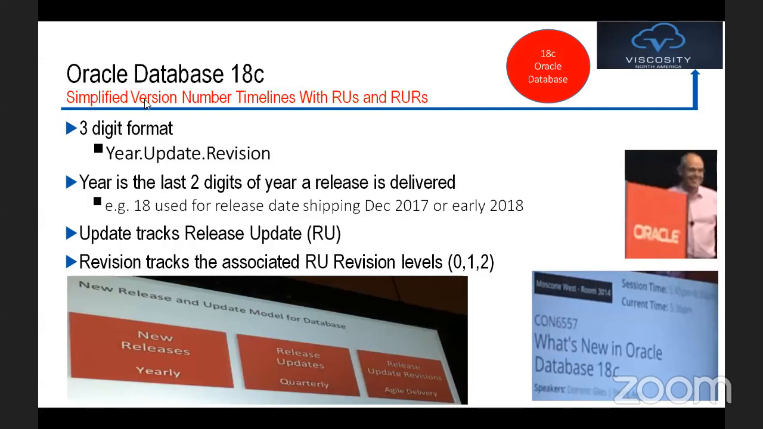Now 18. 18 is a version maybe I'm not going to stop on, but I need to know what it is because I might want to implement those features for 19. And as a 3-digit format, year, every quarter, a new update comes out, and then they also have revisions to those updates.